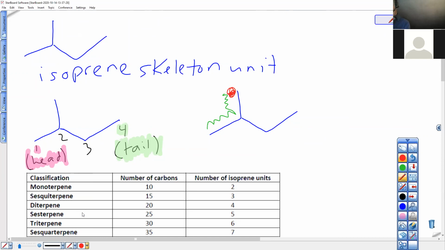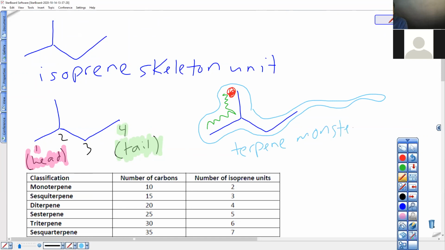He's going to be a terpene monster. Those are supposed to be teeth. This didn't work at all. So you can tell where his head is. It's number 1, right? And the tail is called number 4.